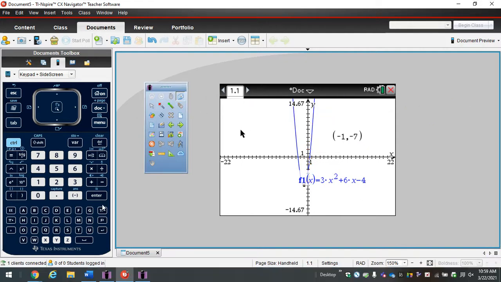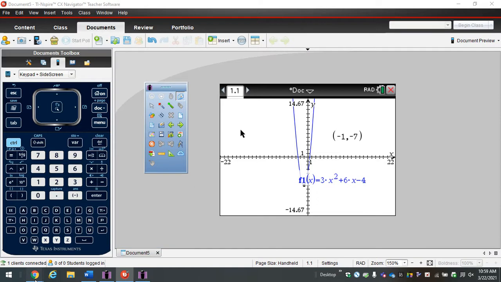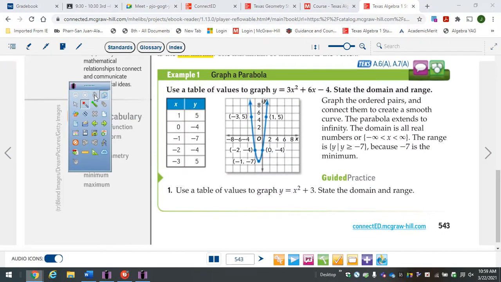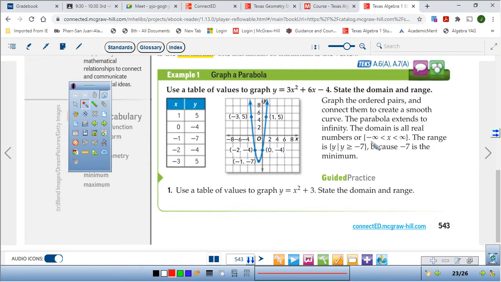Next one, let's try another one. Or let's go back and see what the book put. So this is the way they came out here and put it. They put x to be between all these numbers, negative infinity and positive infinity. You can see all real numbers. And they said, well, y is my answer for the range such that y is greater than or equal to negative 7. Sky's limit, you gotta understand what this says, and you gotta be able to read the test questions and get it done like that.